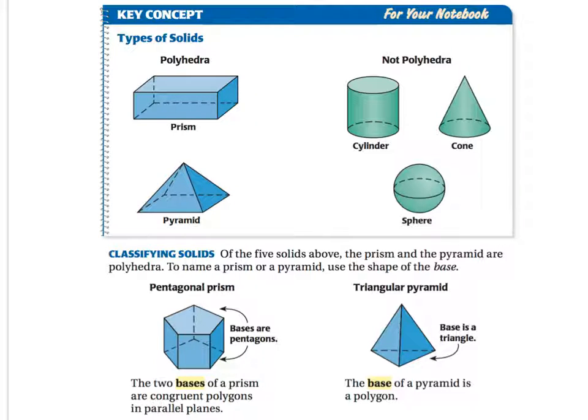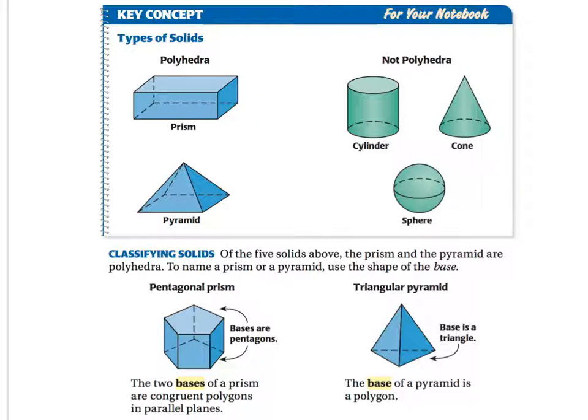Like with prisms, you name a pyramid based on the shape of the base. And remember, a pyramid only has 1 base. Also notice that the faces that are not the base in a pyramid are triangular. So in prisms, the faces that are not the bases are rectangles. In a pyramid, the faces that are not the base are triangular. So again, if your base is a triangle, it's called a triangular prism. If your base is a hexagon, it would be called a hexagonal pyramid.